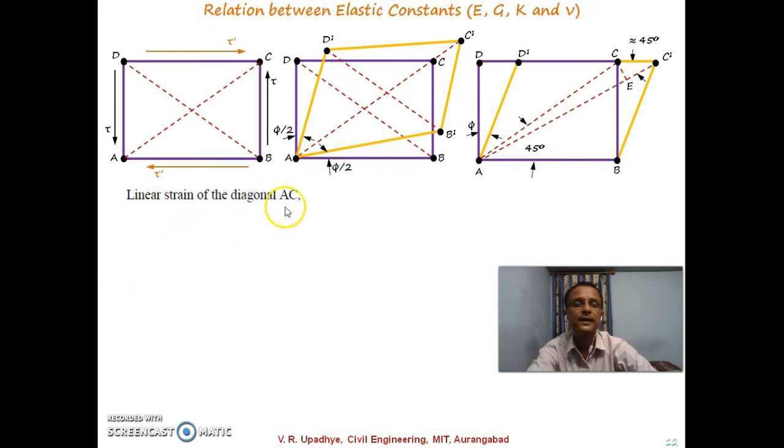For this diagonal AC, the linear strain will be epsilon equals AC dash minus AC. AC dash is the final position and the initial length is AC. So the change in length will be AC dash minus AC, and the original length is AC. Change in length divided by original length is strain. Now what can be written is AC dash minus AC is equal to EC dash, so EC dash divided by AC.